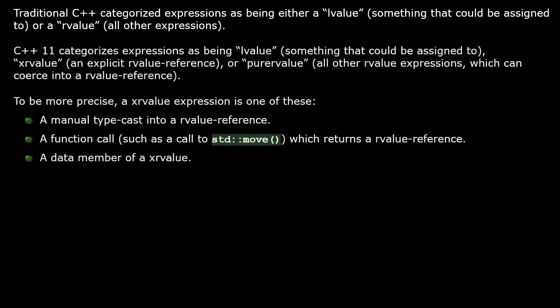Traditional C++ categorized its expressions as being either an L value or an R value, depending on whether or not that expression could be assigned to. Modern C++ splits that concept of an R value expression into X R values, which are expressions that manually became R values, such as our manual typecast into R value reference examples, or pure R values, which are all remaining R value expressions, such as the expression 1 plus 2.